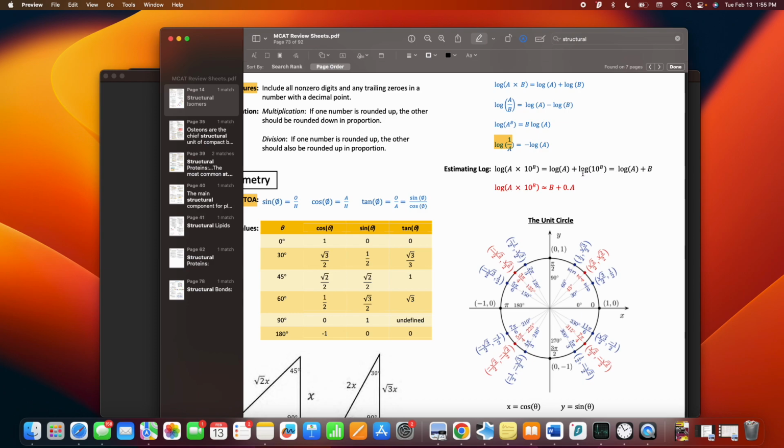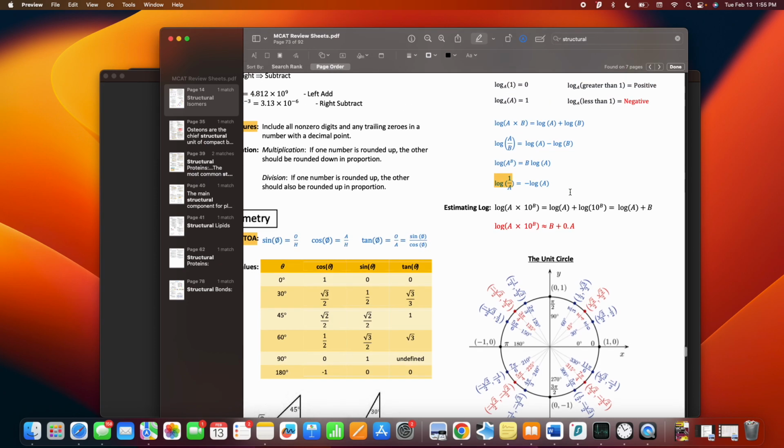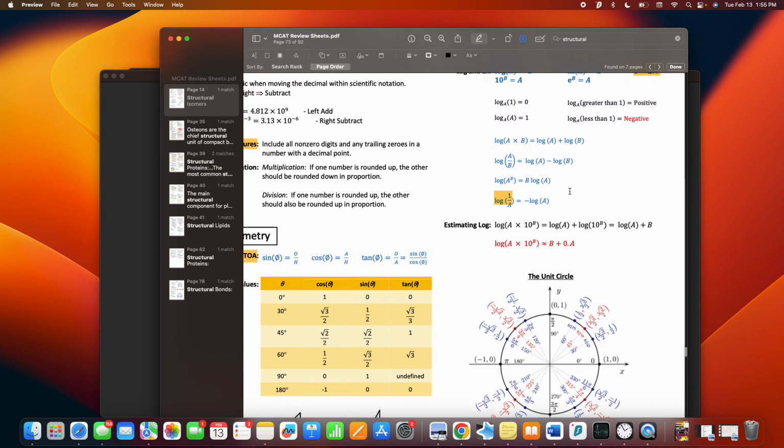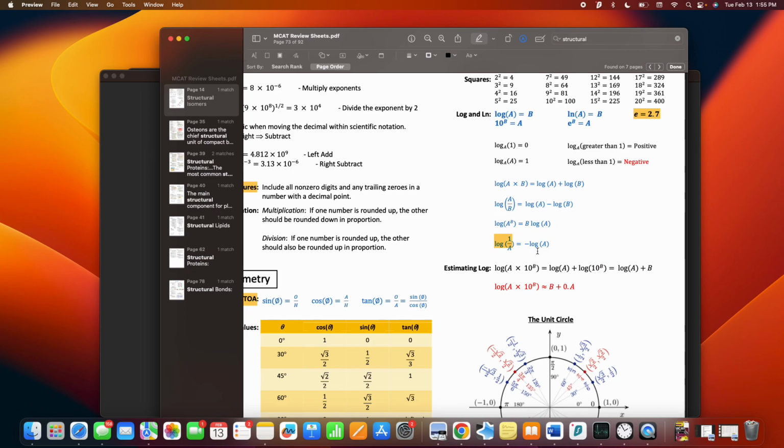So here we just had 10 to the something. It's b itself, log a plus b. So log of a times 10 to the b is b plus 0.a. Why 0.a? Anyway, we can add question marks here.